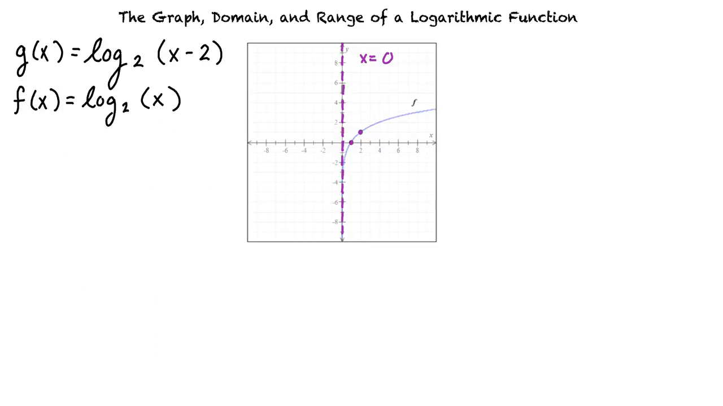For the domain and range of the function f of x, we will have to take the vertical asymptote into consideration. Remember, the domain is the set of possible x values for the function f of x. Since we have a vertical asymptote at x equals 0, we know that the domain of the function f of x will start at, but not include, 0.